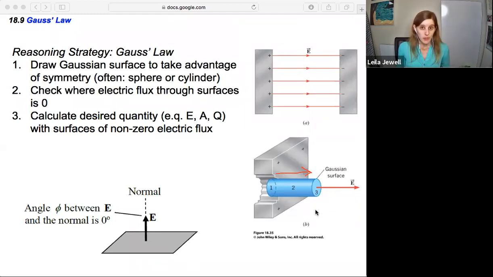That simplifies our problem quite a bit. Then we can calculate the desired quantity. Maybe it's asking for the electric field, maybe the area, maybe the amount of charge, with any of the surfaces of non-zero flux, right? So we'll pay attention to surface 3, and from that we'll be able to calculate what we need to get. And we are always going to be trying to draw our surface so that the electric field is piercing the surface. It's in the same direction as the normal, where the angle between the electric field and the normal is 0. So that will be most of them. It simplifies things quite a bit.